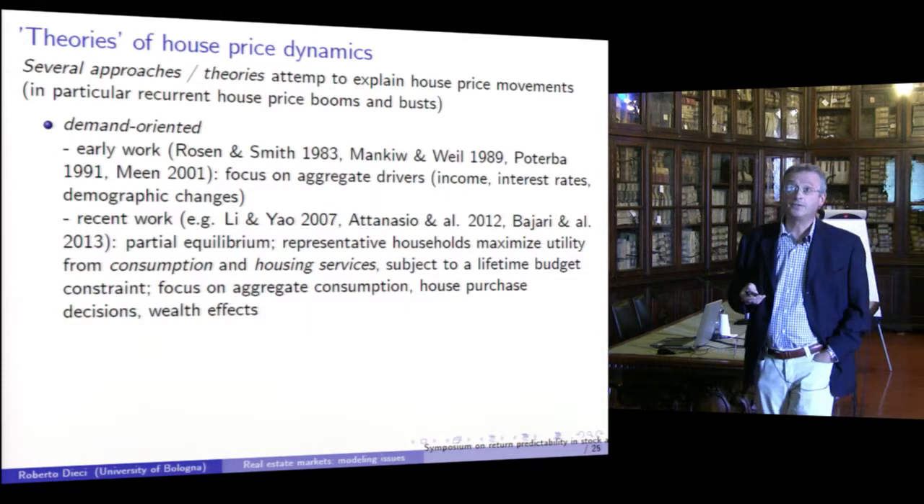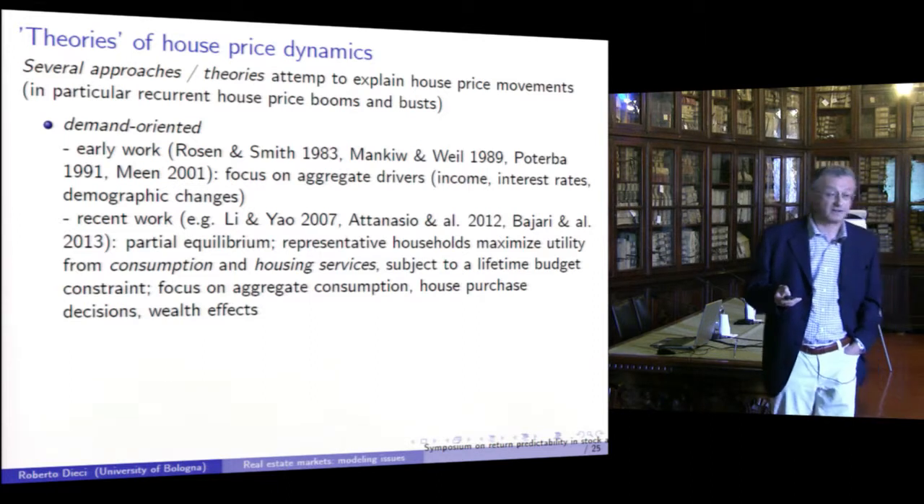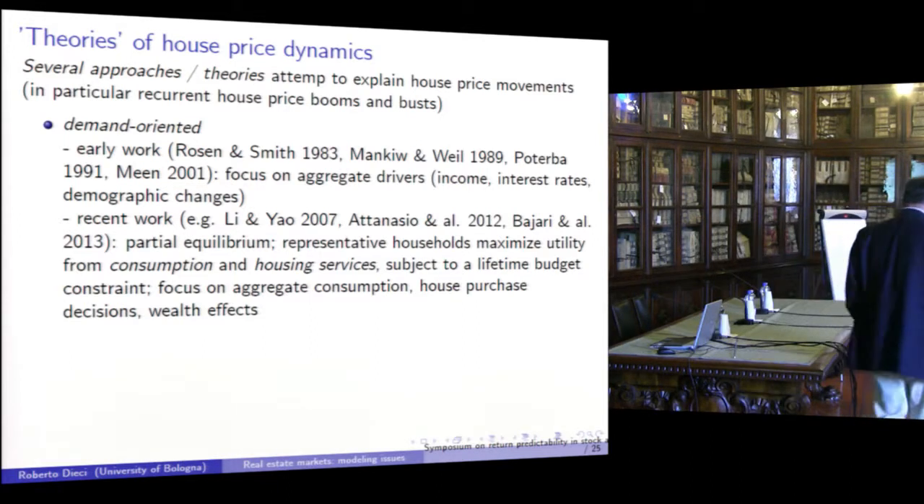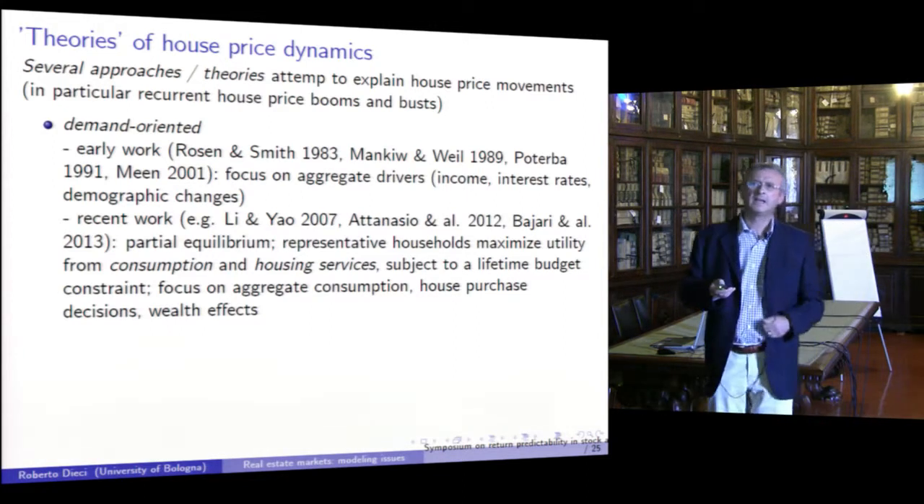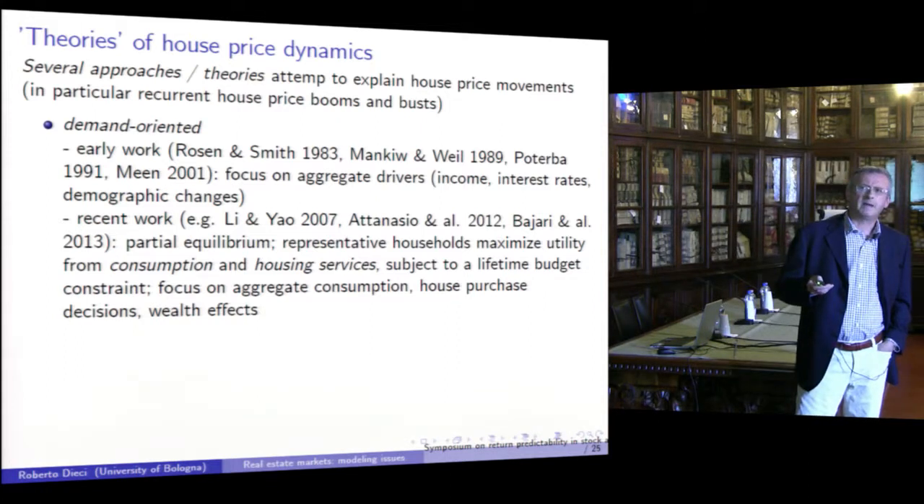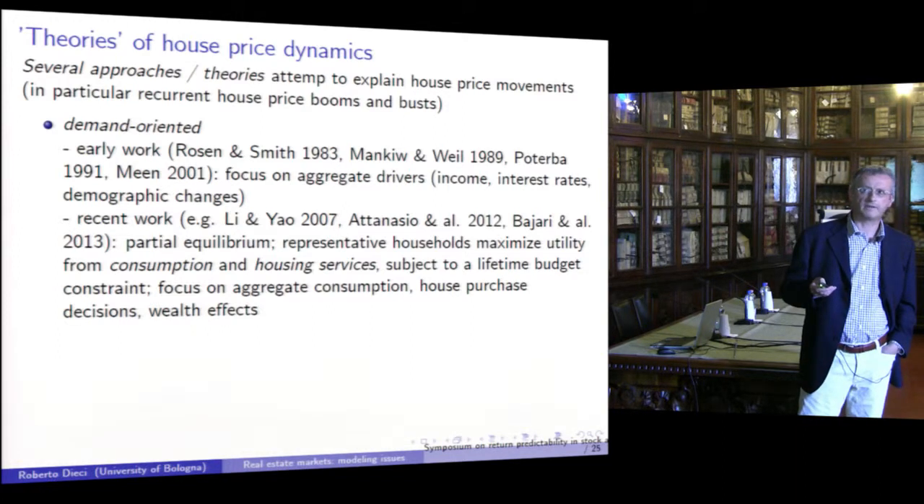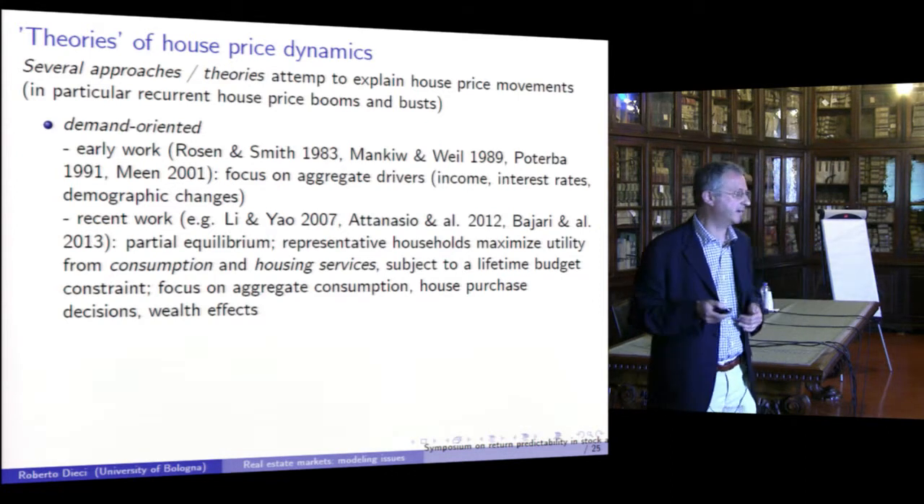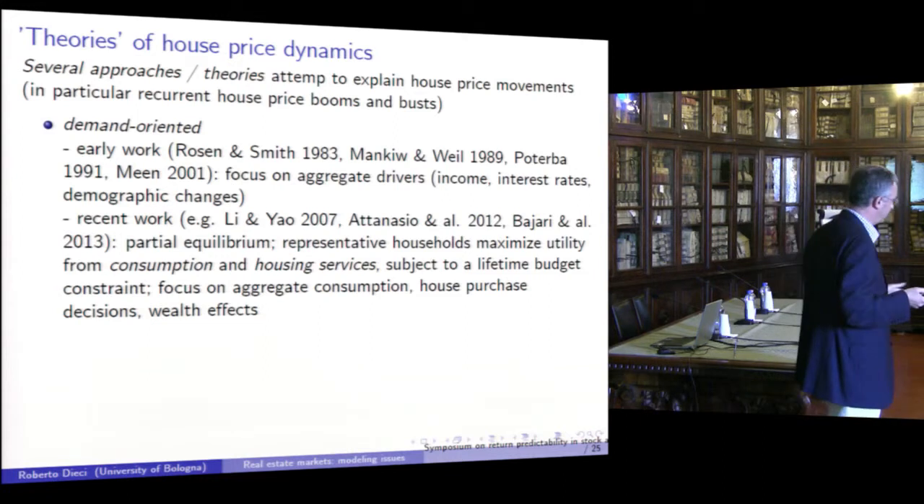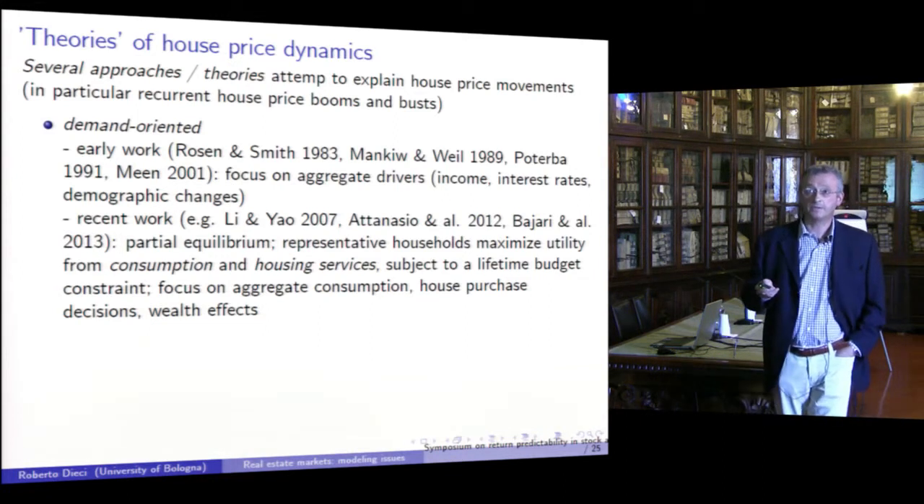So let me briefly review the theories of house price dynamics. This is a personal classification, based essentially on the aspects of housing markets that are stressed by each theory. Demand-oriented theories, for instance, this is a number of references or early references. And the early work, for instance, by Poterba, Rosen and Smith, and so on, Mankiw and Weil, this is a very popular paper, focuses on aggregate drivers of the demand, for instance, income, interest rates, demographic change. They try to estimate the effect on house prices of shifts in these exogenous variables.